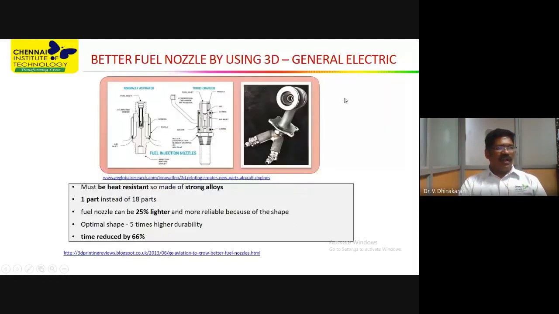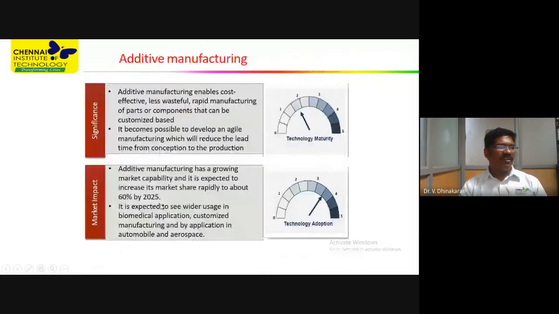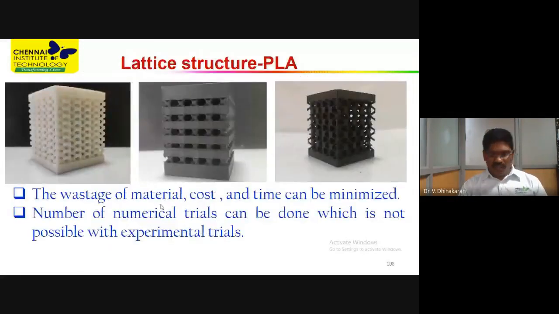And see, this component was being made up of 18 parts, but it's a fuel nozzle. But now it is made up of a single component. Through 3D printing, it does not have any connections. It is a single component rather than 18 parts. So that is actually one of the very good areas of how it is being looked into.